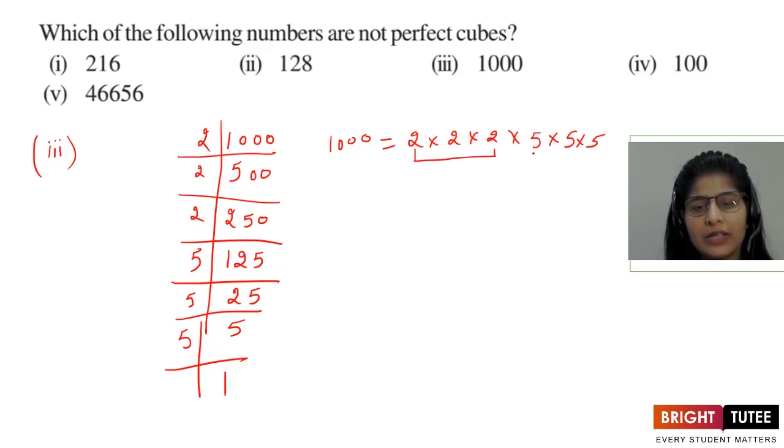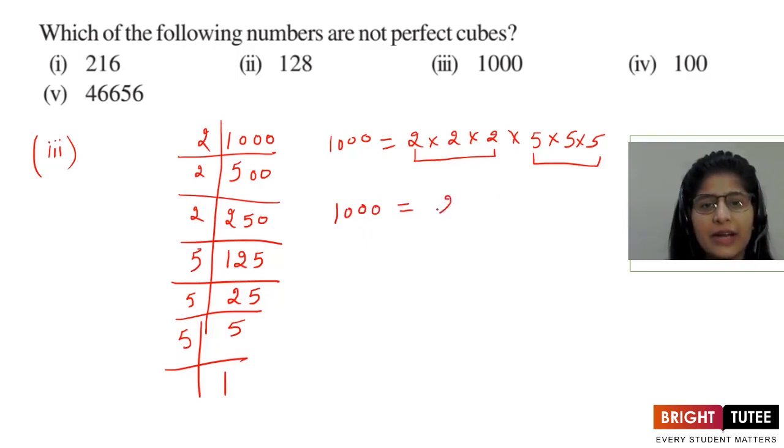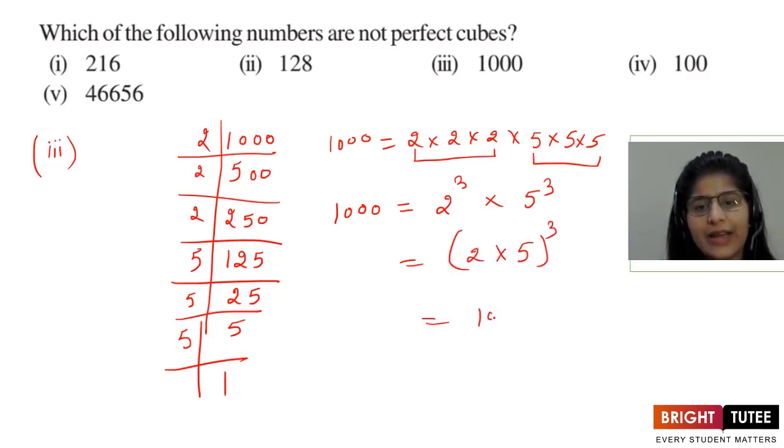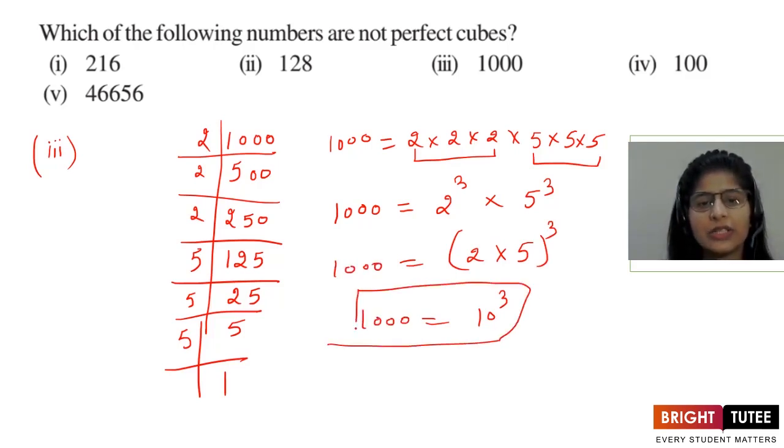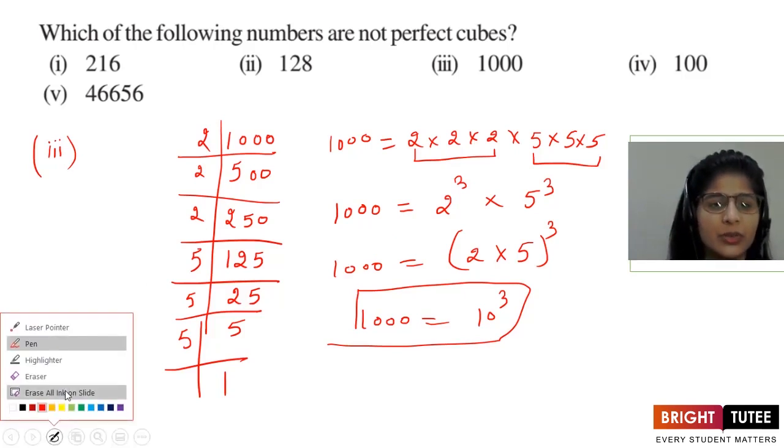So we can form the triplets, right? We say it is a perfect cube. Whenever prime factors can be grouped into triplets and there is no other prime factor left, we say that number is a perfect cube. It is a cube of which number? We can write 2 to the power 3 into 5 to the power 3, which can also be written as 2 into 5 whole to the power 3. That is 10 to the power 3, and 10 to the power 3 is 1000. Right? So this is a perfect cube, and it is the perfect cube of 10.